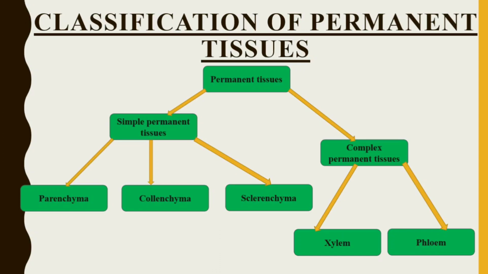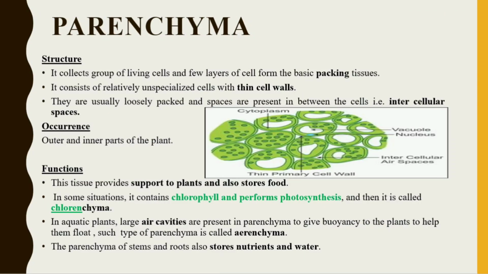So the complex permanent tissue is composed of different types of cells that combine together to perform a specific function. The complex permanent tissues are xylem and phloem. In our next video, you will come to know about what xylem is and what phloem is. Although you must be aware of their function, the xylem is responsible for the transportation of water and minerals and the phloem is responsible for the transportation of organic food. Let's move on to the next slide, parenchyma.